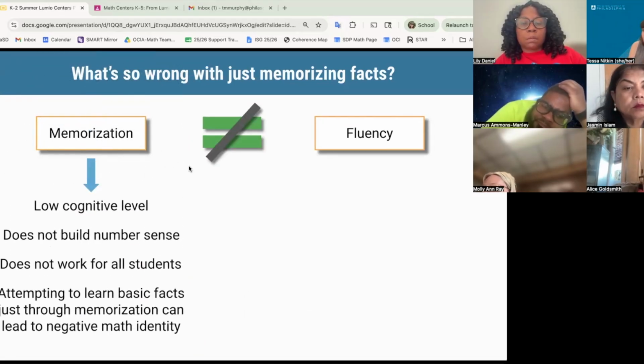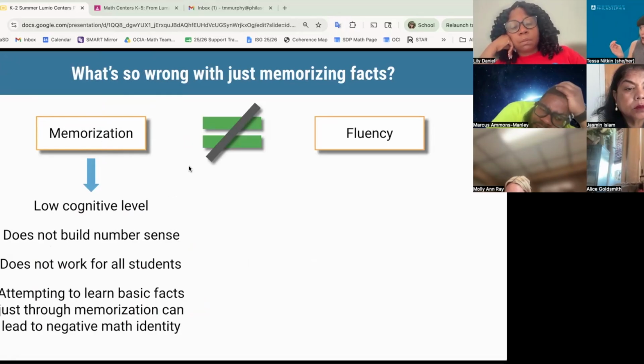Memorization has a lower cognitive level because we're not connecting what we're memorizing to the meaning of numbers, right? I have a 4-year-old at home. I could teach her to memorize that 2 plus 2 is 100. She could memorize that. I could just tell her that's true. She'd probably believe me, maybe, I don't know. But she wouldn't have any understanding of number sense or how numbers relate to each other. So when we're just memorizing alone, it's in isolation.